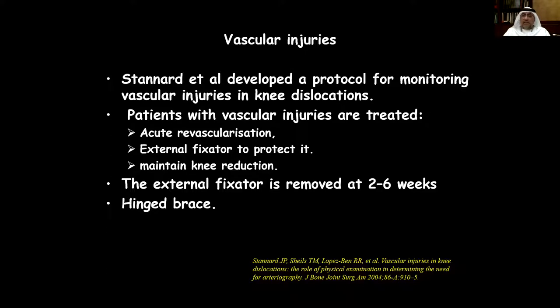You put the external fixator, revascularize, and maintain the knee in a reduced position. And then once the soft tissue heals and relaxes, you can come back later on, in 2 to 6 weeks. And maybe you can put the patient in a hinge prosthesis and address him at a later stage, because now we have secured his vascularity.